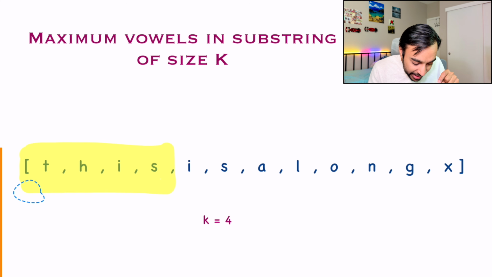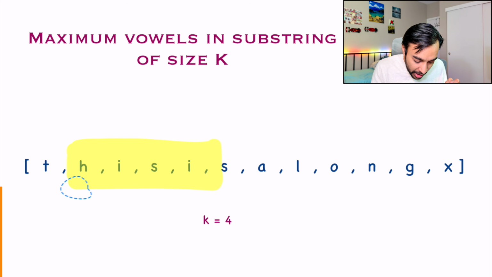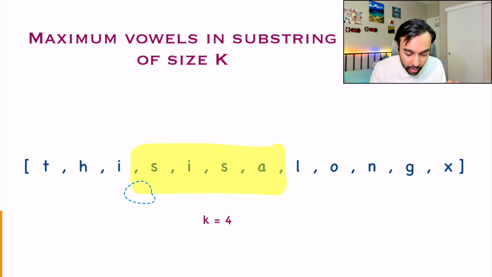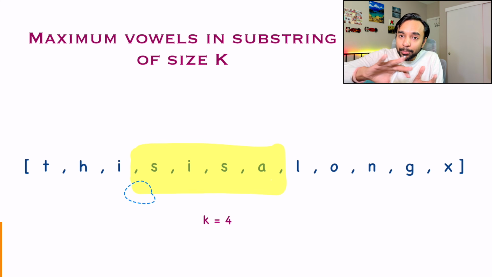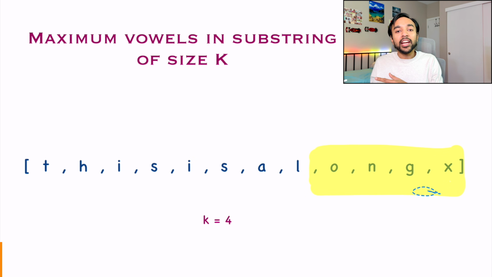For example, in this particular window, you can only find one vowel. When you slide ahead, this time you have 2 vowels. Again you slide ahead, again 2 vowels. Again you slide ahead, again 2 vowels. So you just keep on scanning your entire array like this. And at the very end, you can simply return, okay, this is the maximum number of vowels that I found.